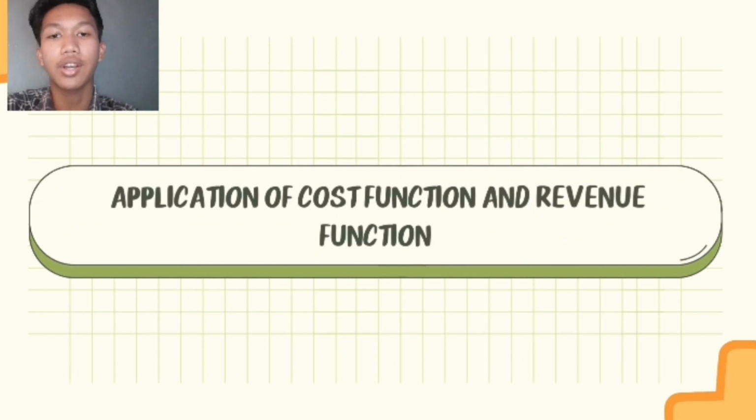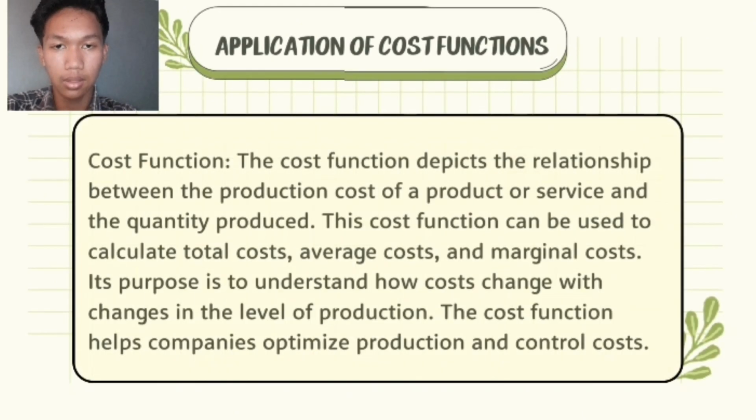And next, application of cost and revenue function. Application of cost function: the cost function describes the relationship between the cost of a product or service and the quantity of products. Its purpose is to understand how costs change with changes in the level of production. The cost function helps companies optimize production and control costs.